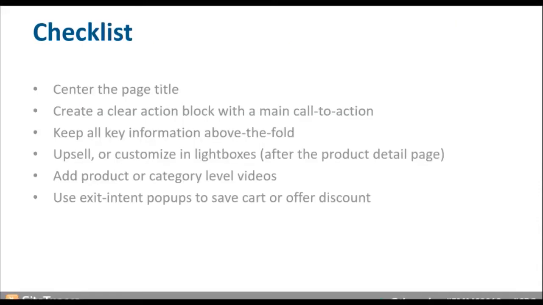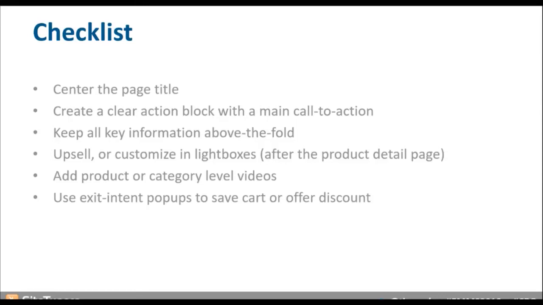So here's your checklist for product detail pages. Center the page title. Don't put it just over the product description and not over the image. Center it on the whole page. Have a clear action block with the main call to action. Again, usually that's customize it or add it to cart. Work very hard to keep important information above the fold. In other words, in that first visual screen where people can see it. And don't forget the upsell or customize, to do it in a light box after the product detail page. Don't do it as a configurator with drop-down menus on the page.